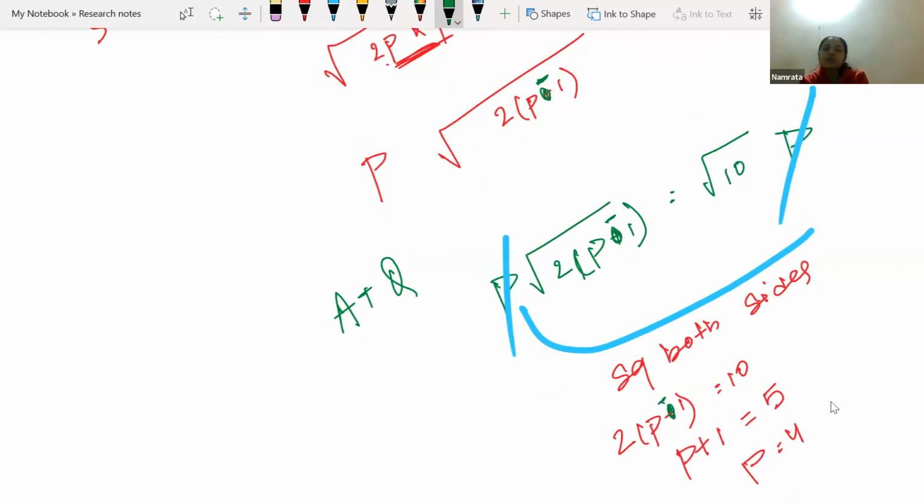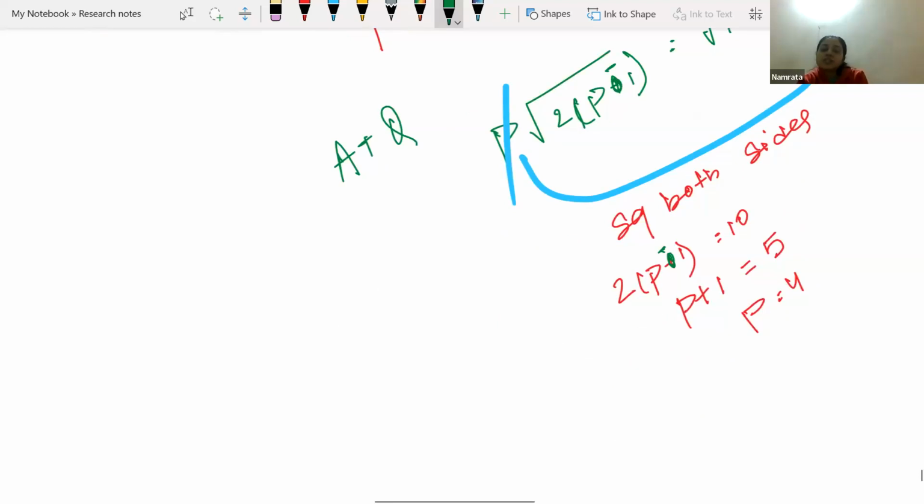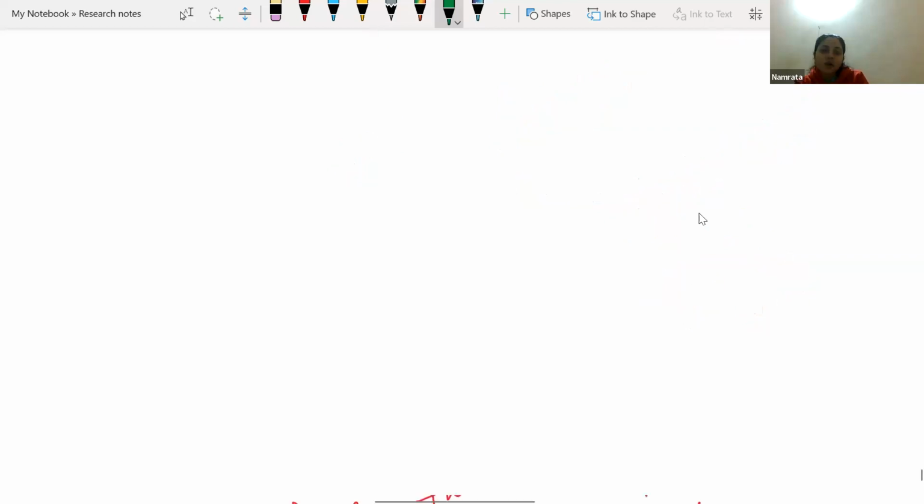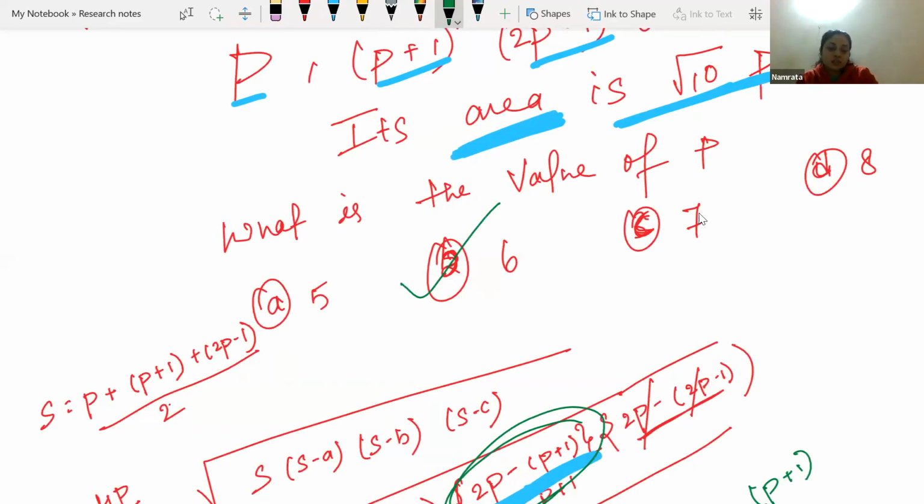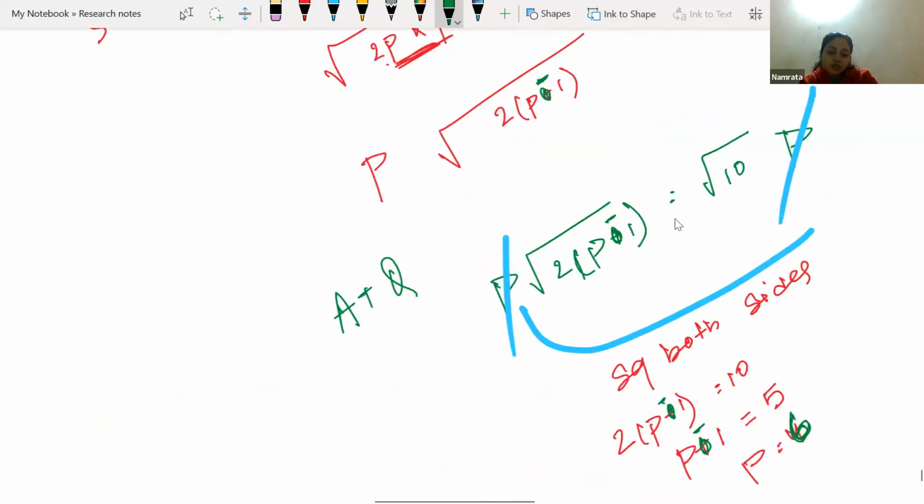Everything will remain the same. And once we simplify it, our p value, since it is minus 1 on this side, when we shift it to the other side, it will become plus 1, and hence the p value will be 6. Clear? Yes, ma'am. And hence option number B is the correct option. Is it clear? Yes, ma'am. Now the next question: in the triangle given below, OC is the altitude.